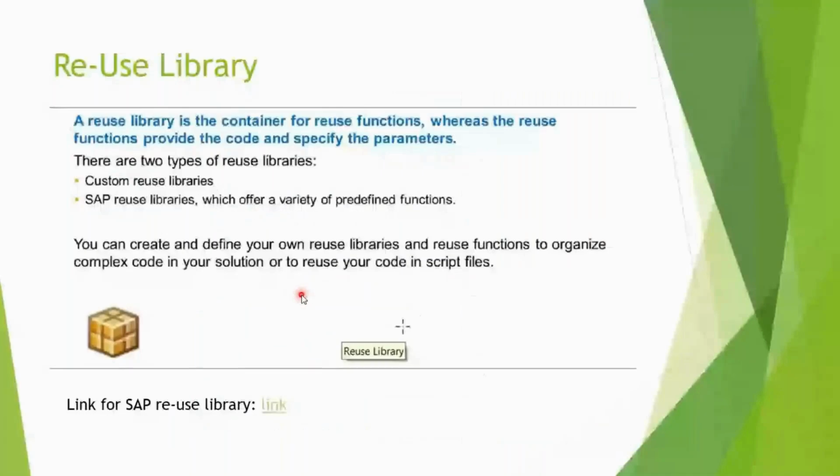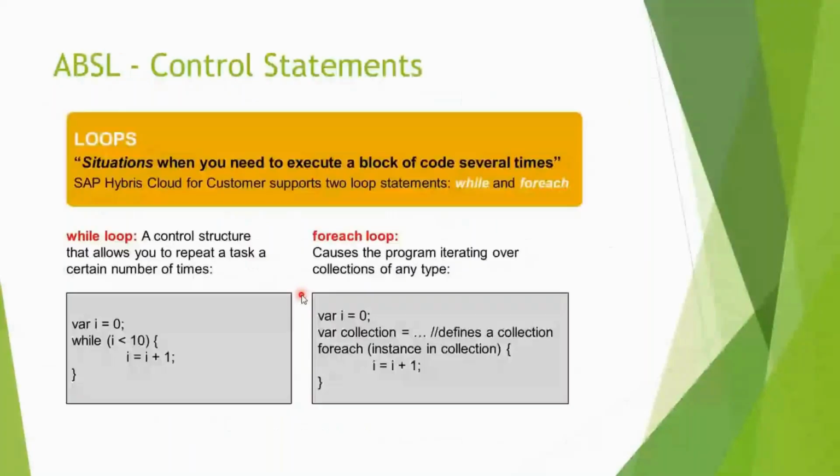In ABSL scripting, we will mostly be using loops, three types of loops, similar to other scripting languages. The while loop is nothing but, as long as the condition is satisfied, we'll be executing the loop. The for each loop is, let's say we have a list of 10 items. If we want to traverse through each list item, we can go with a for each loop. Let's say we have 10 records and we want to repeat it 10 times, then we can go with the for each loop.